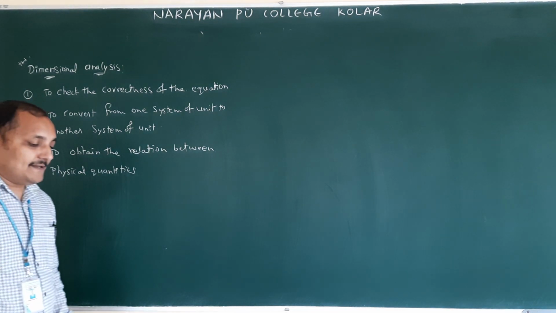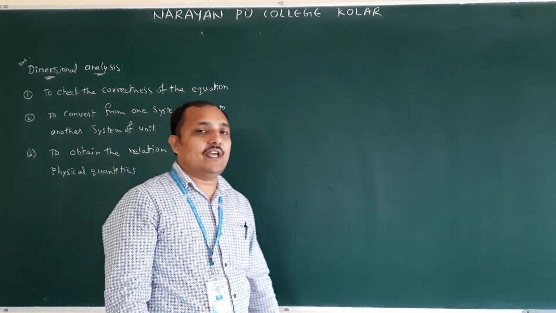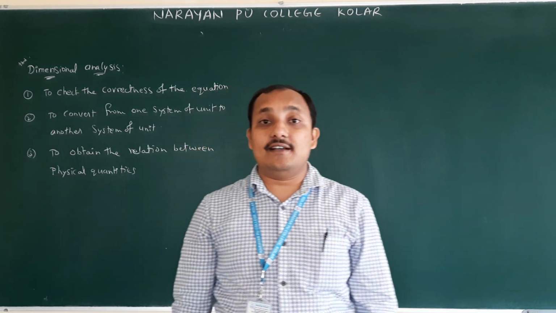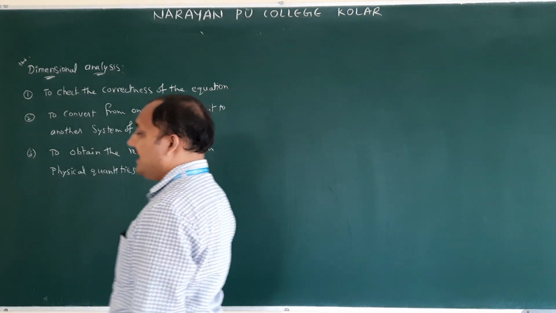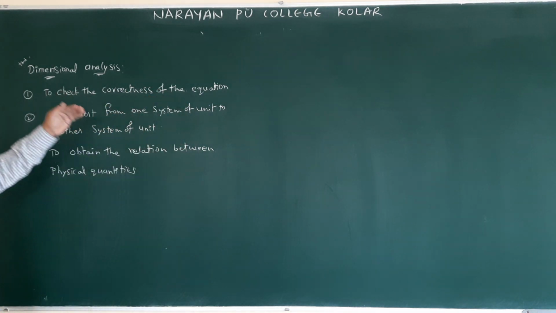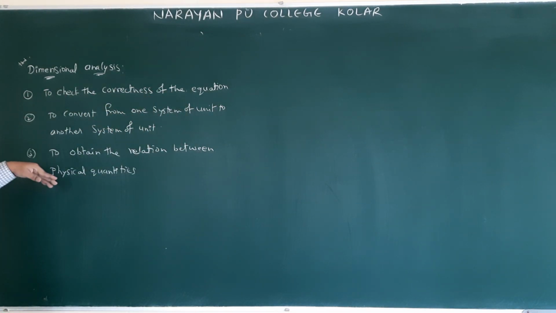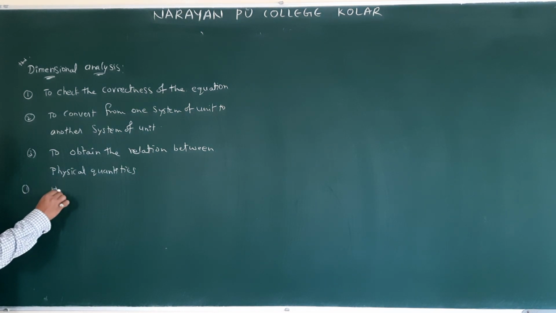How they will ask: write any 2 applications of dimensional analysis with example. Write any 2 applications means any 2 you can write, either first and third, or first and second, or second and third, but you should give an example also. How to take an example? First we will see the first one, to check the correctness of the equation, or dimensional consistency, they will say. So whether the given equation is wrong or correct we will say. For this first application, you should come to know one principle that is called the homogeneity principle.